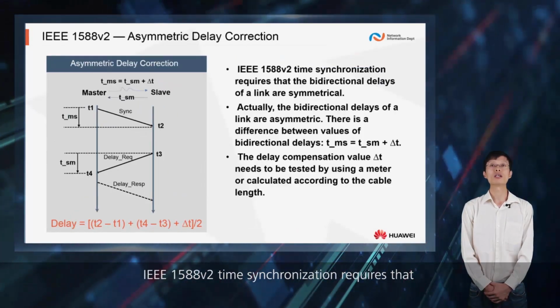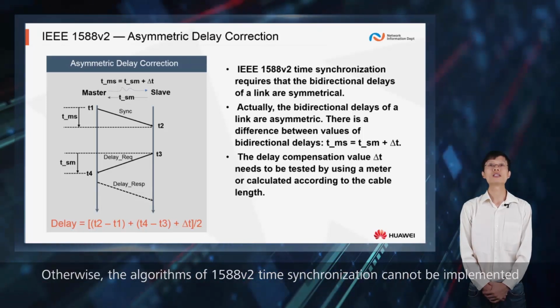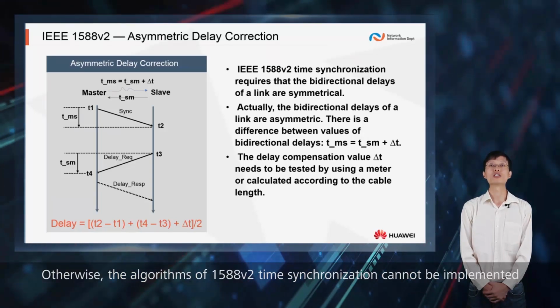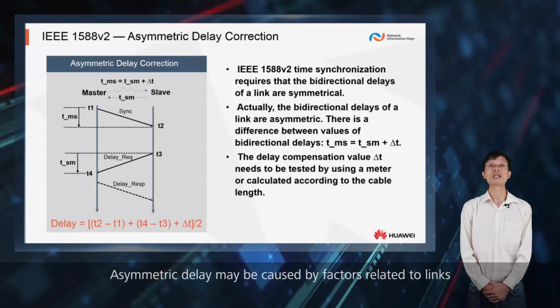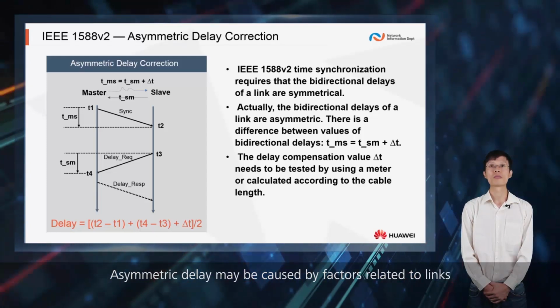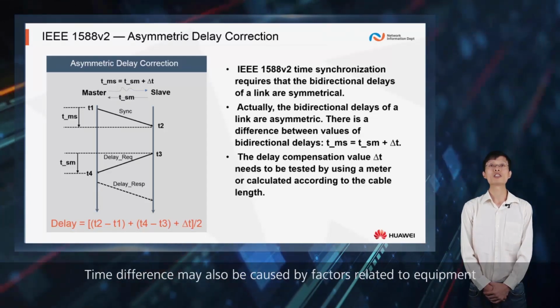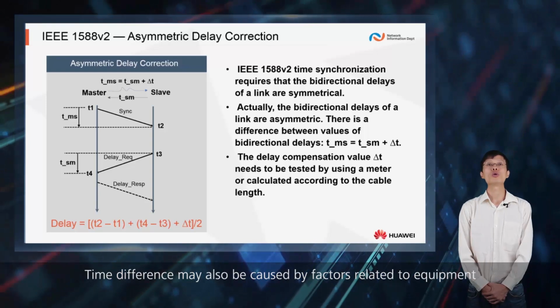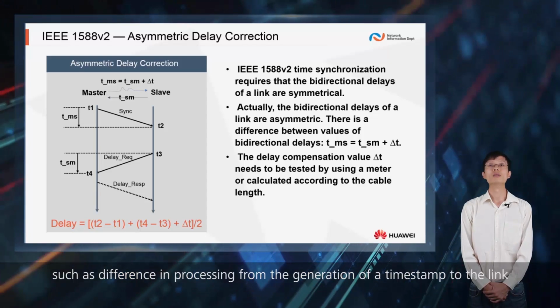IEEE 1588 version 2 time synchronization requires that the bidirectional delays of a link are symmetrical. Otherwise, the algorithms of IEEE 1588 version 2 time synchronization cannot be implemented. However, if the bidirectional delays of a link are asymmetric, they need to be corrected. Asymmetric delay may be caused by factors related to links, such as length difference of the cables in the two directions. Time difference may also be caused by factors related to equipment, such as difference in processing from the generation of a timestamp to the link.